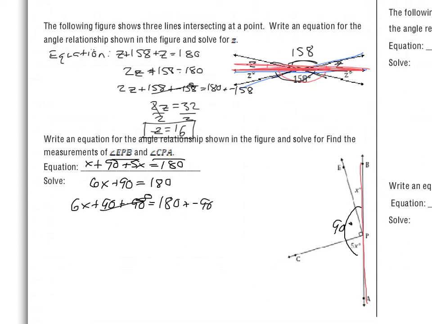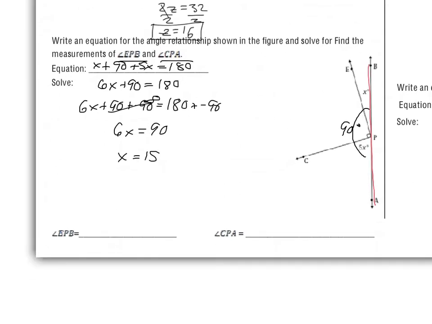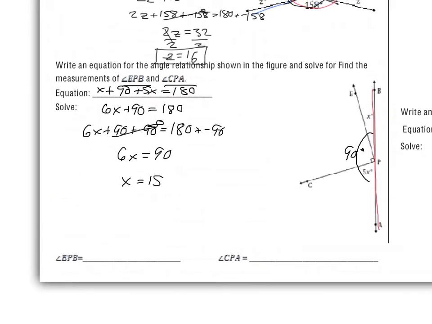Adds up to 0. Gives me 6x is equal to 90. And that means x is equal to 15. But that's not the end of this particular problem because we're asked to find what EPB is. So EPB, that's this one here, that's just x. Alright, so that one actually is pretty easy. That one's just 15 degrees.